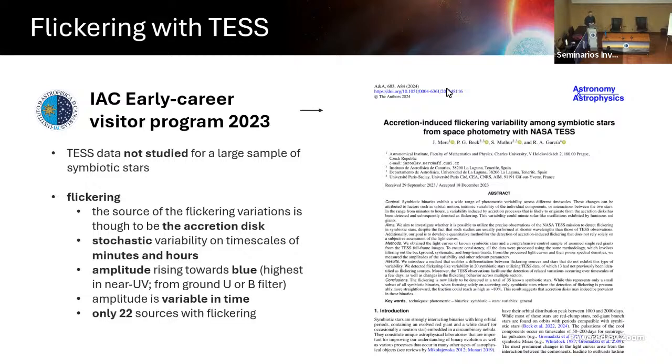And before we started this study, there were 22 sources with confirmed flickering among these 300 symbiotic stars. So not a huge fraction, but it's something which is not easy to detect.